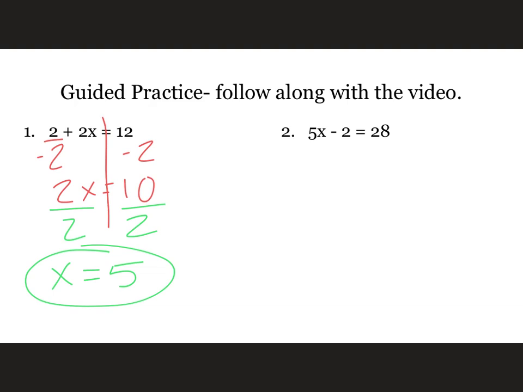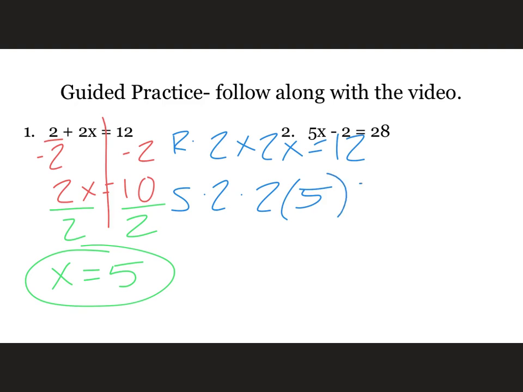Now, once again, I want to make sure that I always check. So I start by writing my first R, which is simply just to rewrite my equation. So I would say 2 plus 2x equals 12. My second step is to substitute, or S, and I know now that x equals 5. So I'm going to plug in 5 for x. And my last step is to simply just solve.